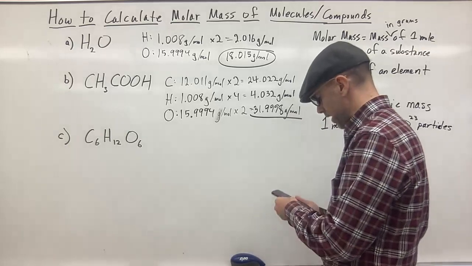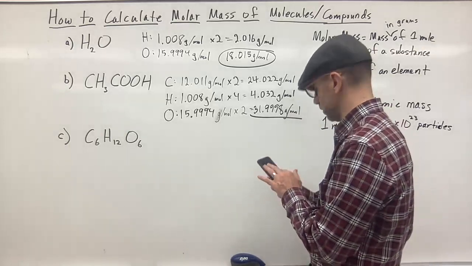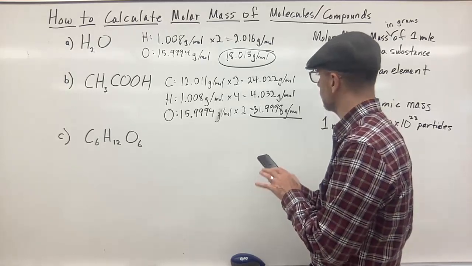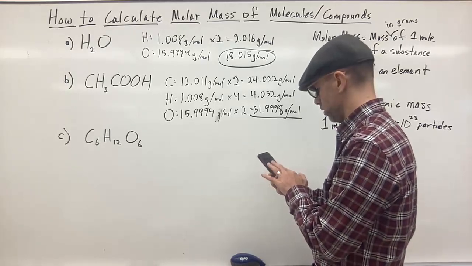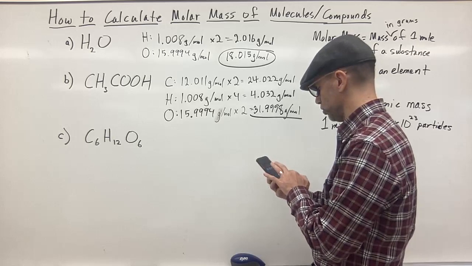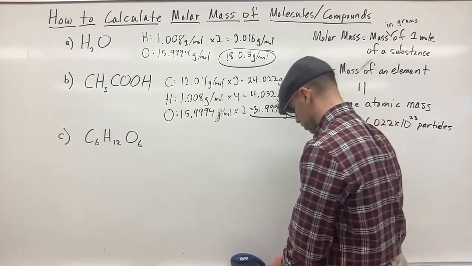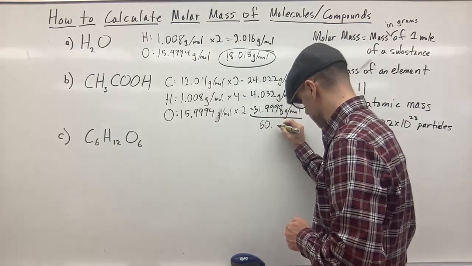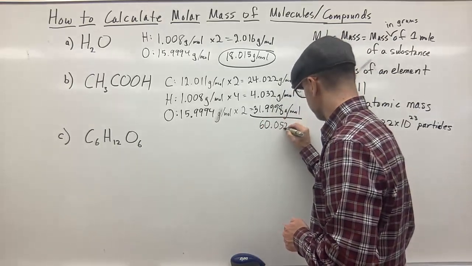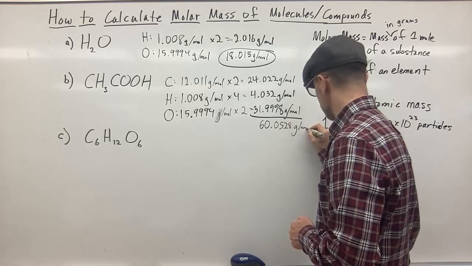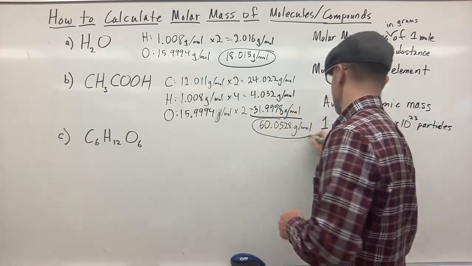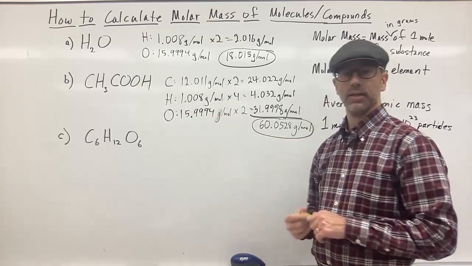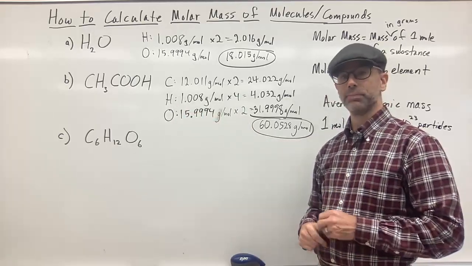So let's go ahead and add it up. So that plus 4.032 plus 24.022 equals, and so the total is 60.0528 grams per mole. So that is the molar mass of acetic acid. So let's do one more example.